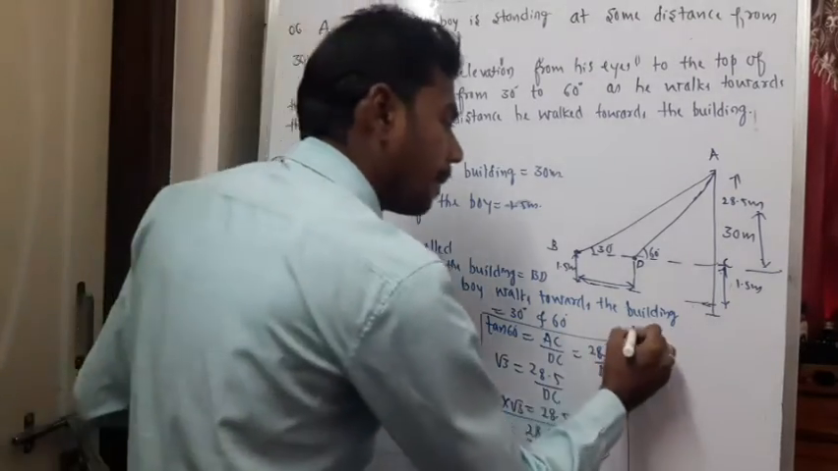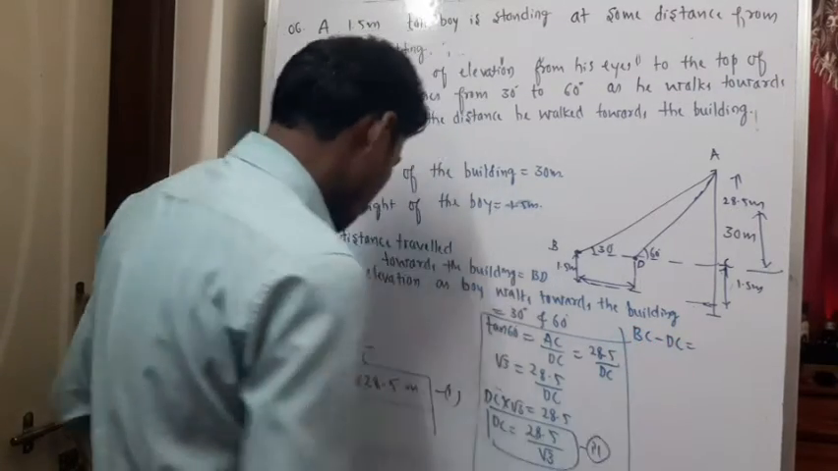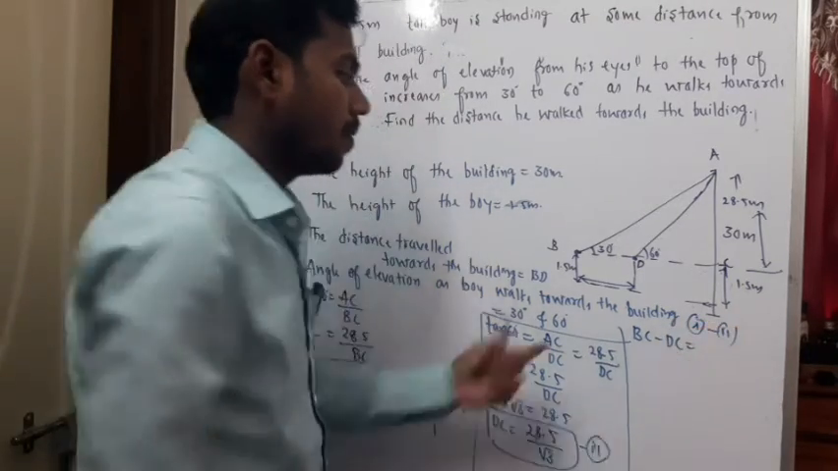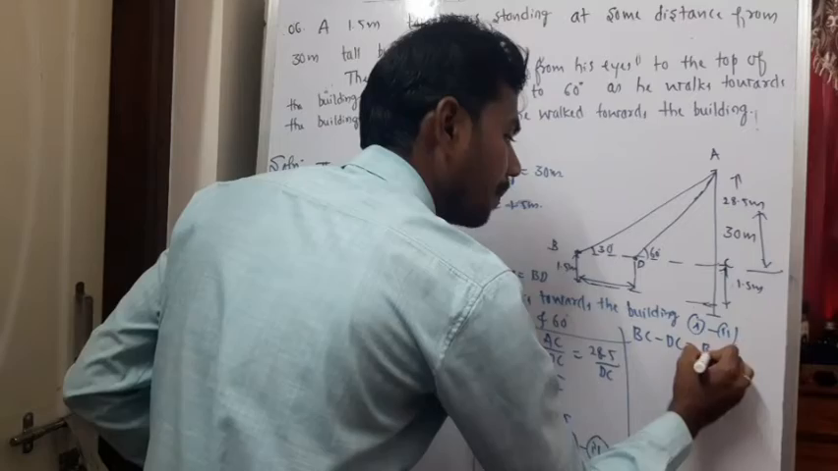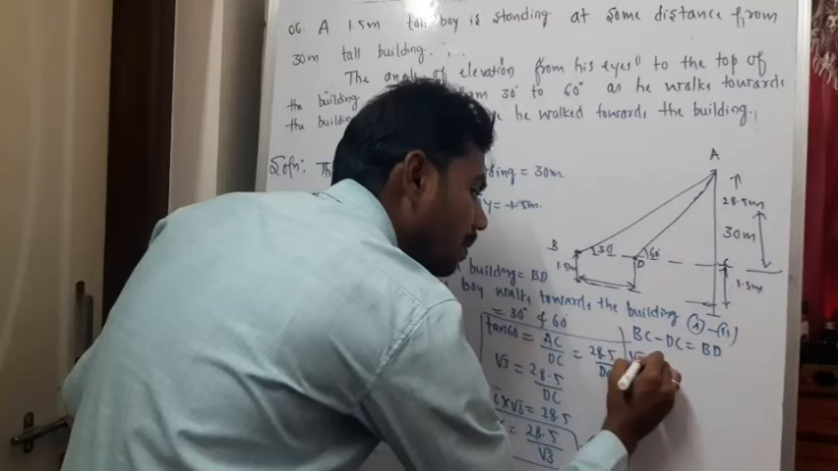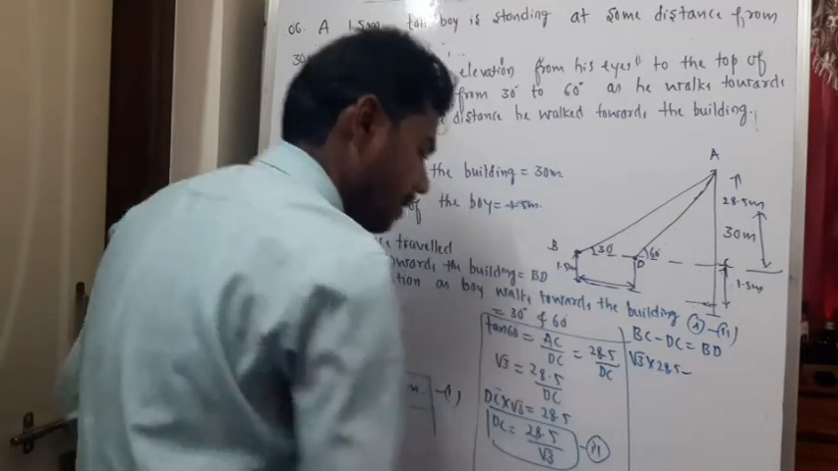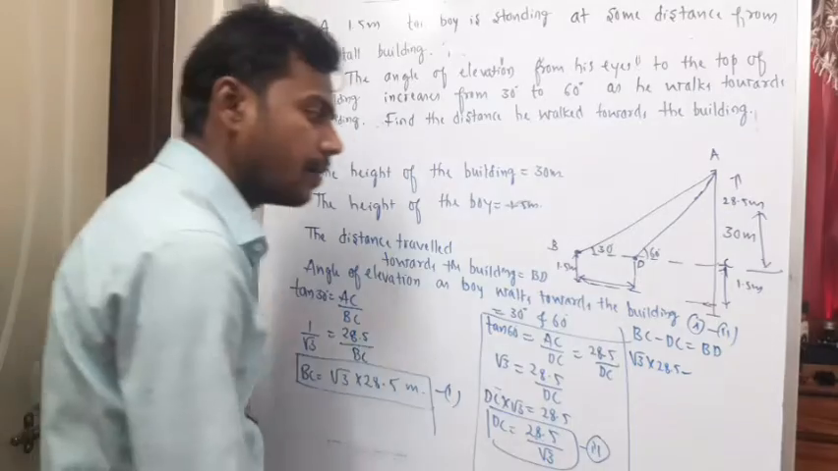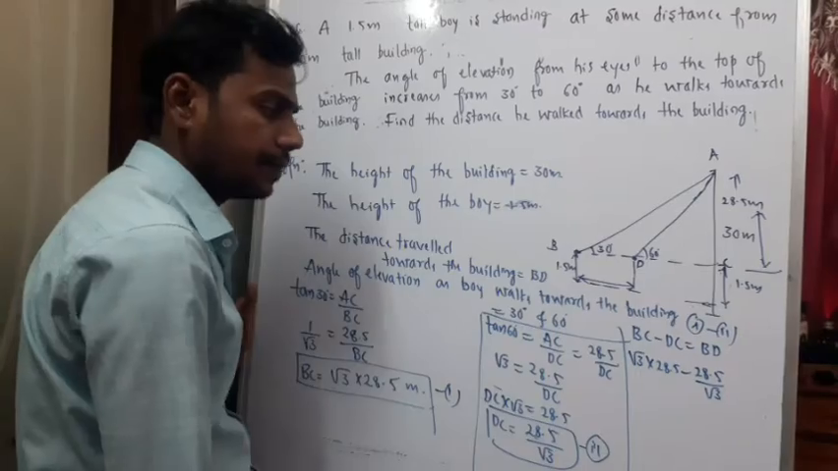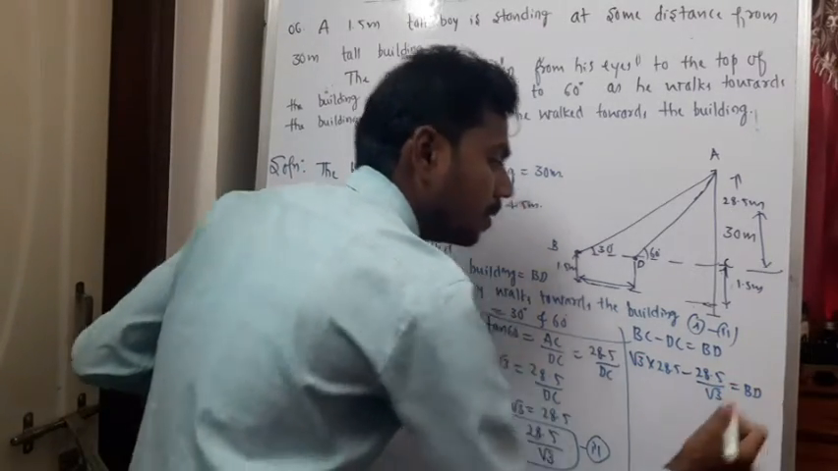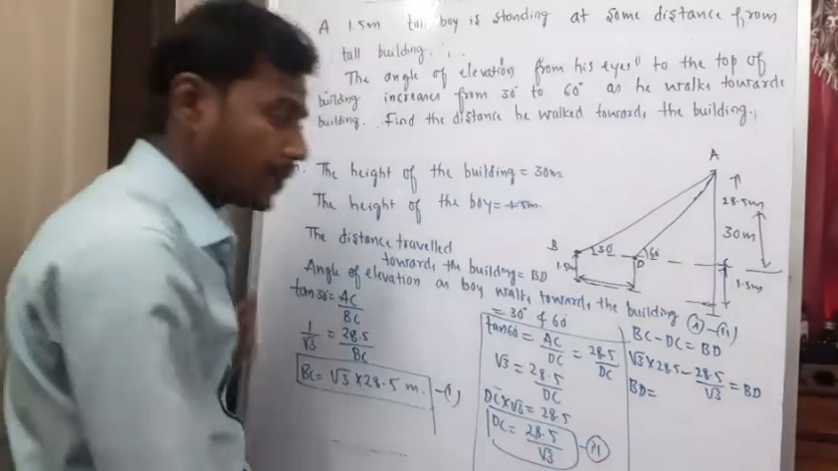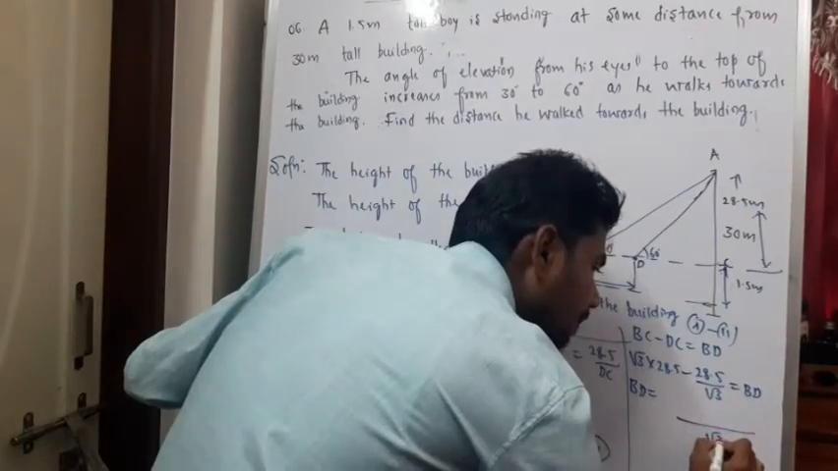now 1 minus 2. See this BC minus DC is equal to BC minus DC, that is 1 minus 2. BC minus DC is equal to BD. Okay, what is BC here? Root 3 into 28.5 minus 28.5 divided by root 3, which is equal to BD. That I need. So BD is equal to, what is the LCM? Root 3 is the LCM.